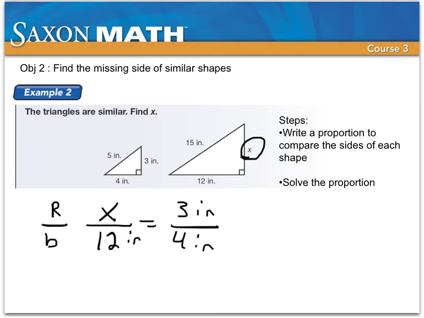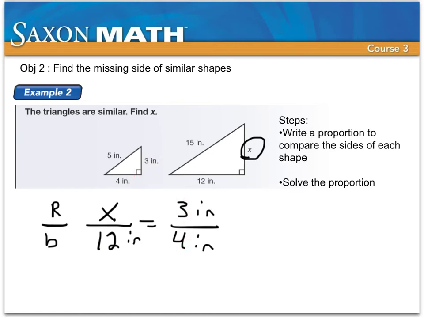Now if I set up my proportion correctly, look at this. x and 3 match up just like they matched up in the triangles, and 12 and 4 match up just like they matched up in the triangles. Also, x and 12 came from the same shape, so they go together. And 3 and 4 came from the same shape, so they go together.